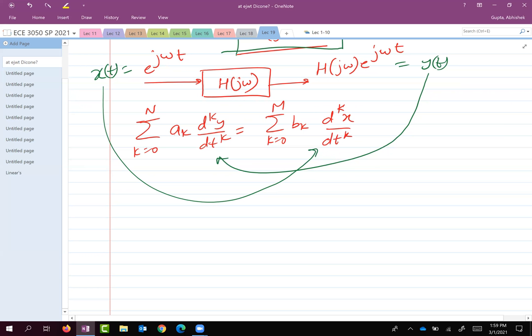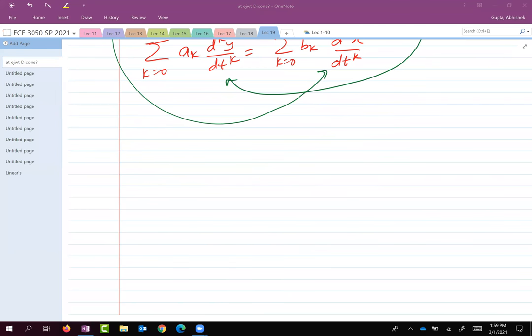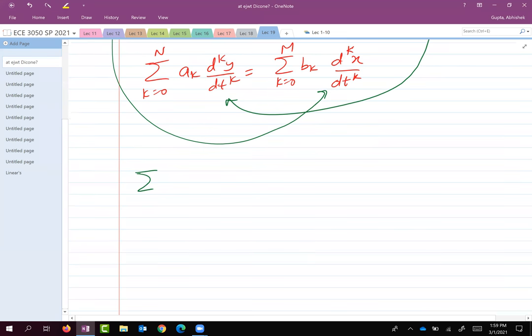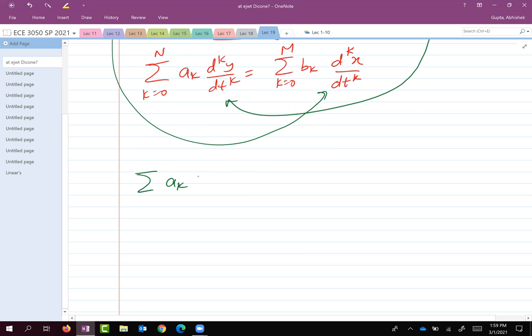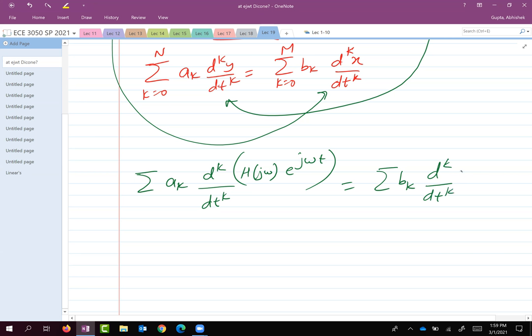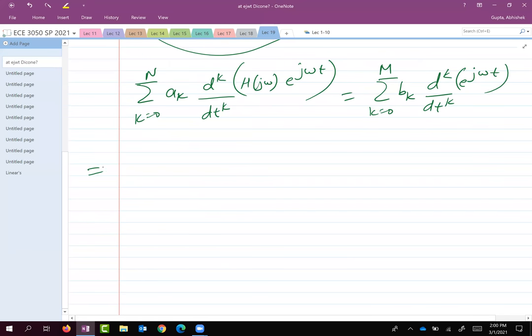The method that we had discussed earlier, we just substituted on both the sides and we got some expression. And then there is another method in the book, by taking the Fourier transform of both the sides. So in the first method, I have to take summation a_k and then d^k over dt^k of H of j omega e raised to j omega t equals summation b_k d^k over dt^k of e raised to j omega t. What do I get? What's the kth derivative of H of j omega multiplied by e raised to j omega t?